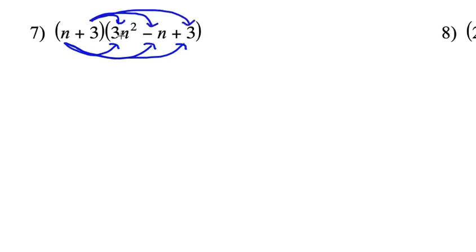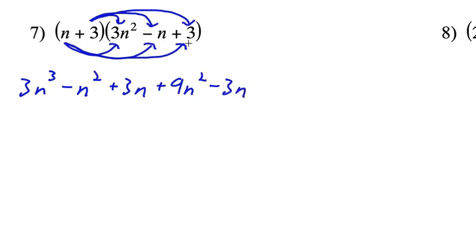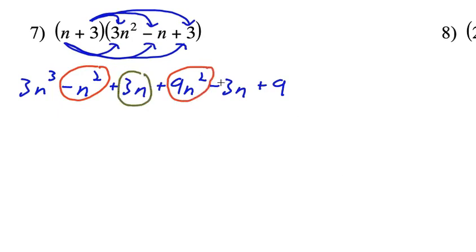Let's get started. N times 3n squared. N times negative n. N times 3. 3 times 3n squared. 3 times negative n. 3 times 3. Let's look for our like terms. We notice we have two terms with n squareds, and we have two terms with n.